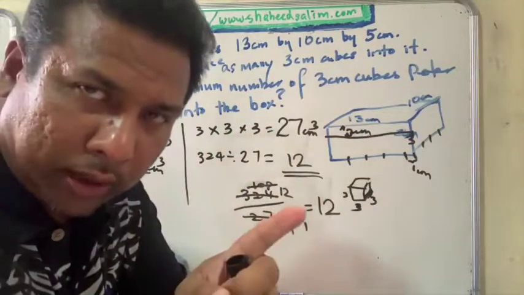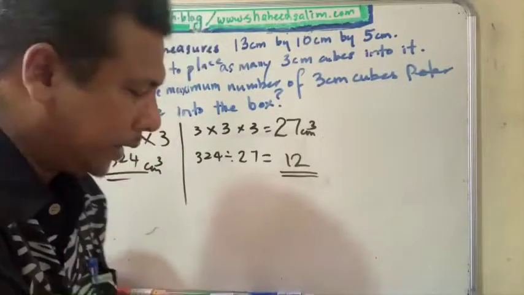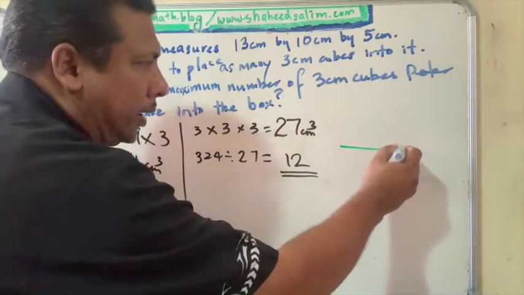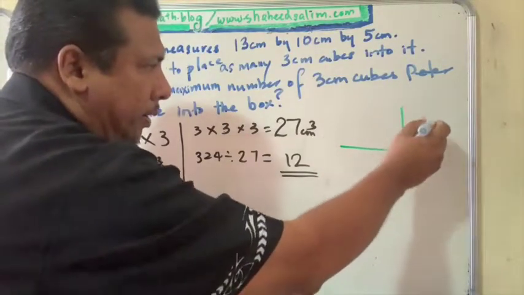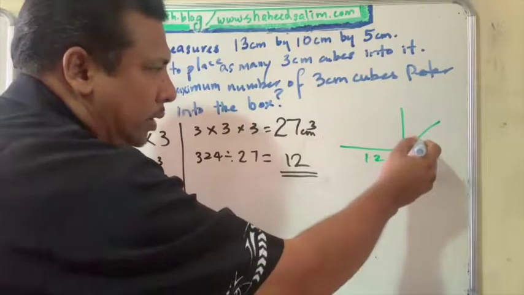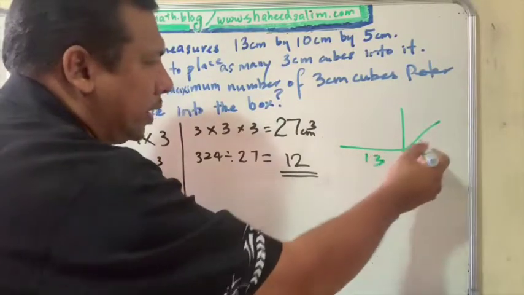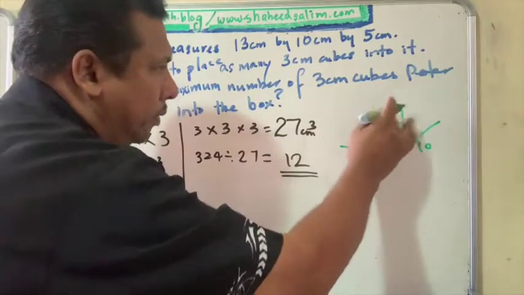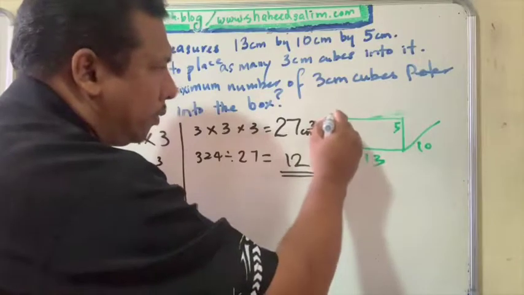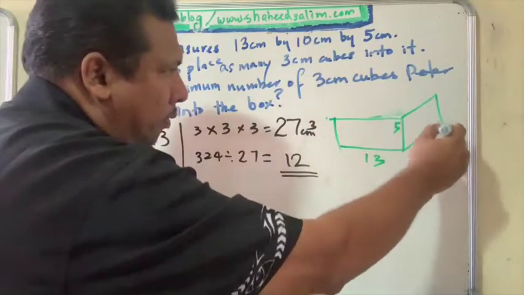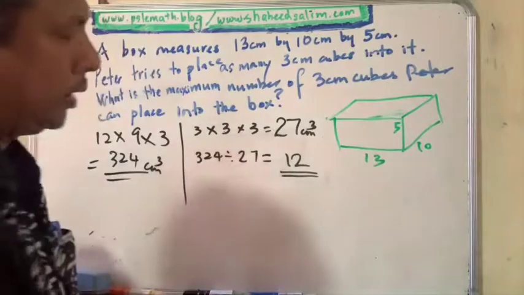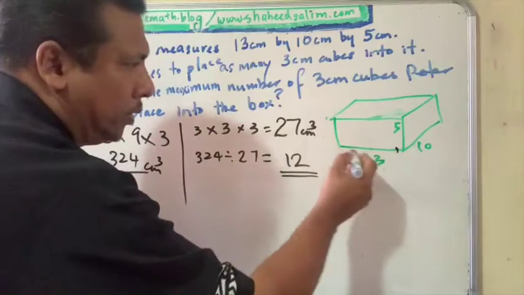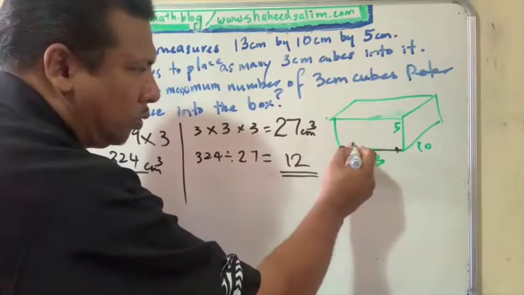Now I'm going to show you a shortcut. I'm going to show you a shorter way of getting the answer. All right, here we go. We draw the length, the breadth and the height, and it's 13 cm by 10 cm by 5 cm. And we calculated just now that you can only use 12 cm here.